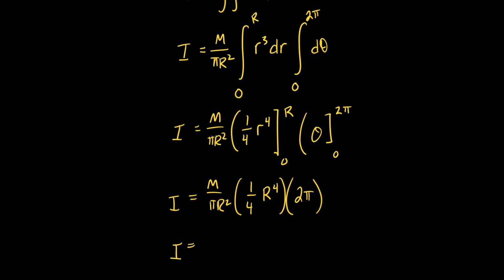There's not a lot to do next. You see the pi's cancel, right? And I have 2 times 1/4, which will be 1/2. And I have r squared and r to the 4th. Do you guys see all of those? So this clearly reduces to 1/2 m r squared.